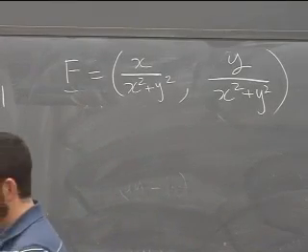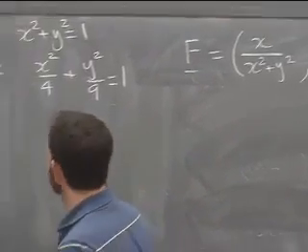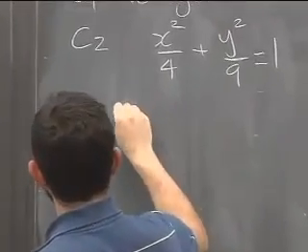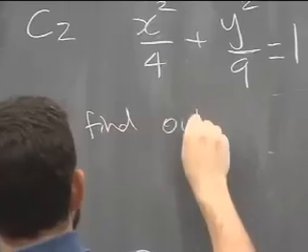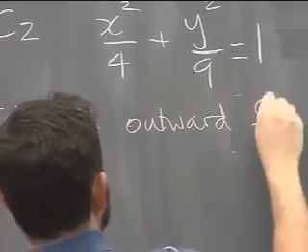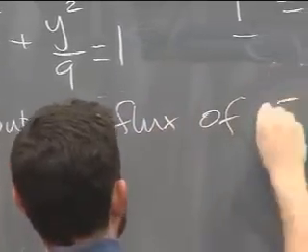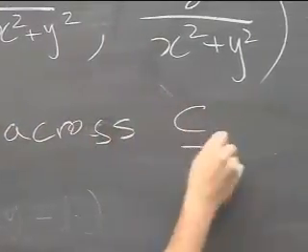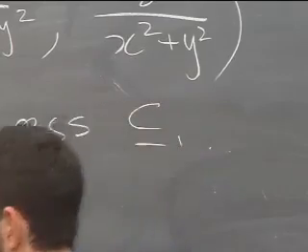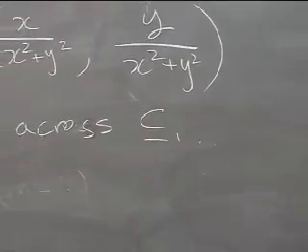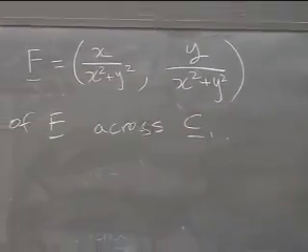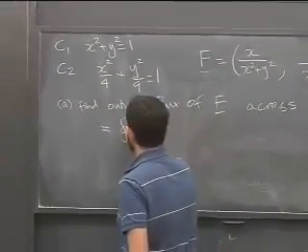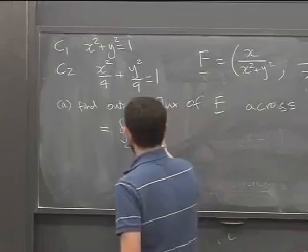Because x plus 0. Okay, so that could be a problem. Now, here's the deal. Part A says calculate the outward flux of the vector field F across C1. Okay, we'll do that first. We need to understand that a flux integral is actually a normal integral.